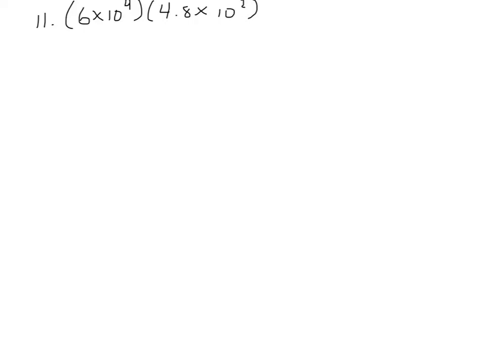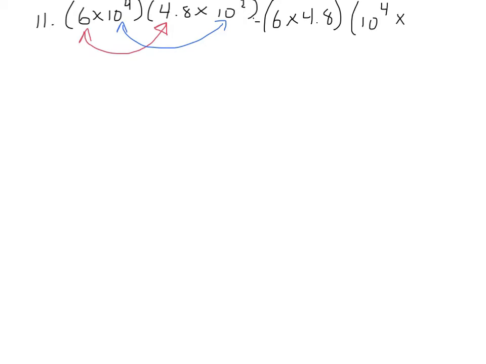When you're multiplying numbers with scientific notation, you want to multiply like terms. So the 6 times the 4.8, and then 10 to the 4th times 10 squared. So I can rearrange them: 6 times 4.8, and I'm just going to put that in parentheses. Make a little equal sign here so I know what I'm doing. And 10 to the 4th times 10 squared.